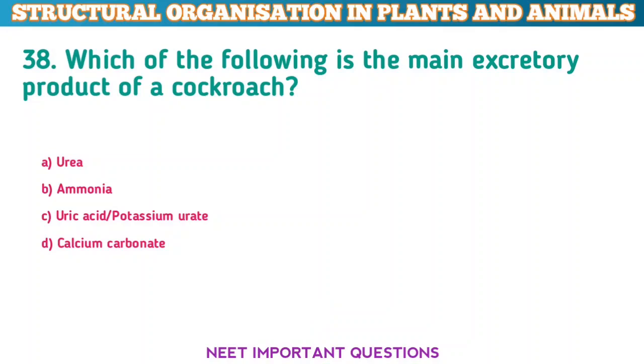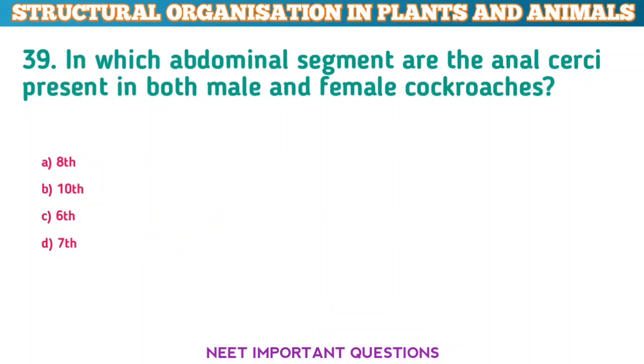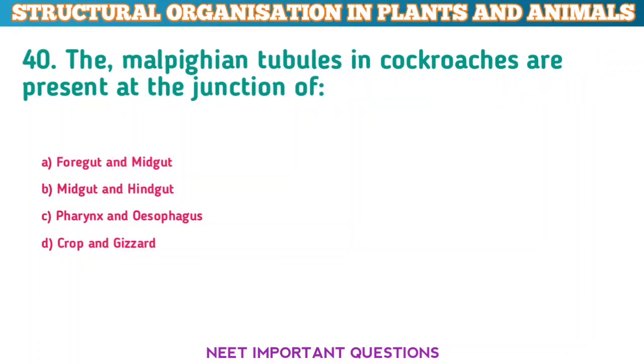38. Which of the following is the main excretory product of a cockroach? Answer. C. Uric acid, potassium urate. 39. In which abdominal segment are the anal cerci present in both male and female cockroaches? Answer. B. 10th. 40. The Malpighian tubules in cockroaches are present at the junction of. Answer. B. Midgut and hindgut.